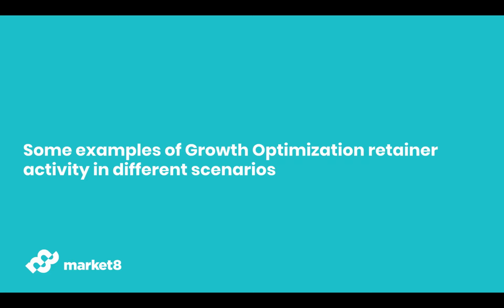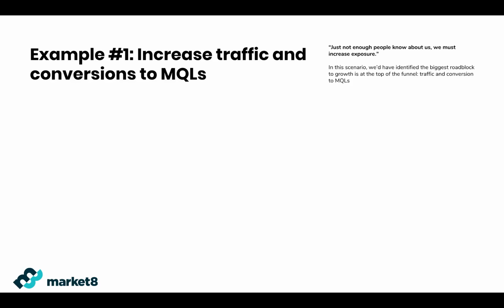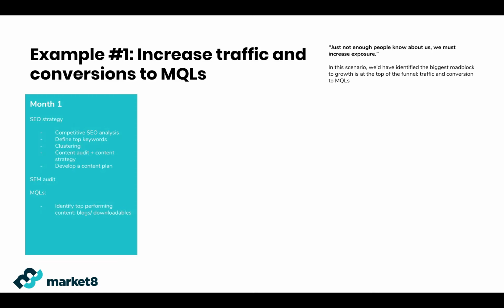Some examples of growth optimization retainer activity in different scenarios. Let me show you. Example 1. Let's say that we want to increase traffic and conversions to MQLs. And the use case is, there's just not enough people who know about us. We must increase exposure. So in this scenario, we have identified the biggest roadblock for growth is at the top of the funnel. In month 1, because we were talking about traffic and MQL conversions, we had to tackle 3 things: SEO strategy, SEM audit, and then identify what's going on with MQLs, what's converting right now.